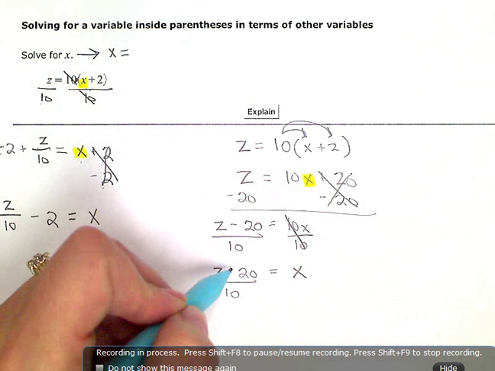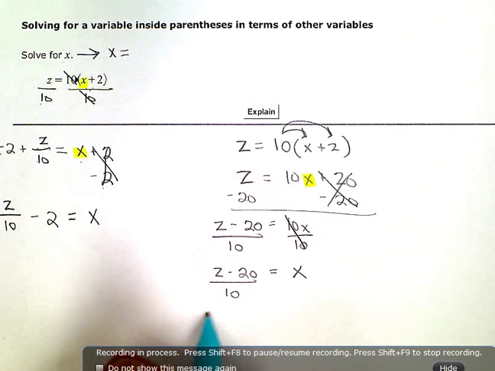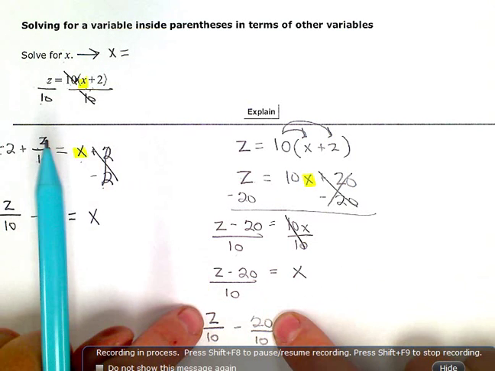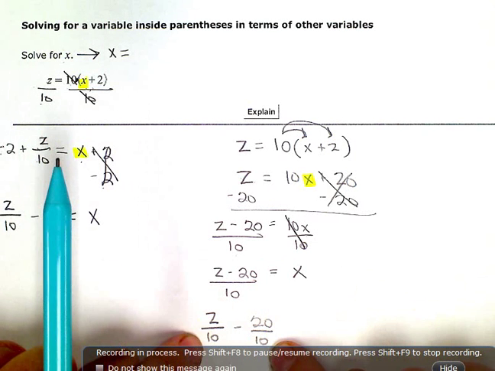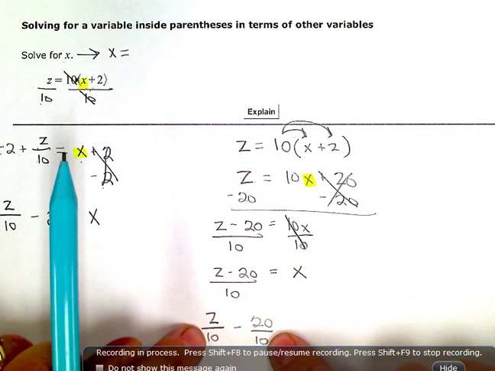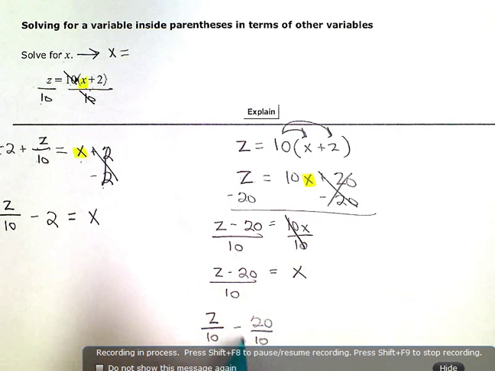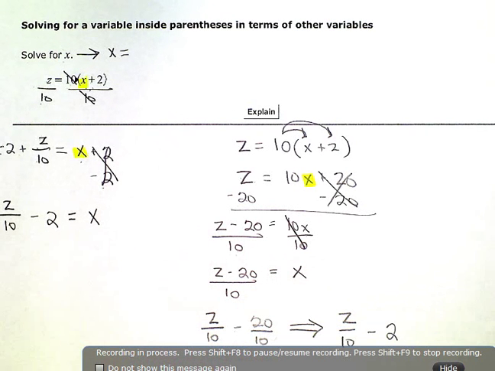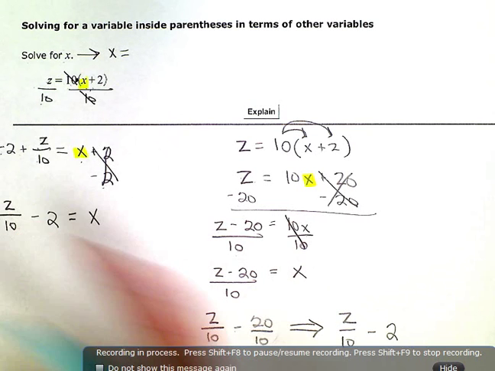Because if I simplify this a little bit, and pull this fraction apart, I have z divided by 10, and then I'm subtracting 20 divided by 10. So instead of making one big fraction with one denominator, I took the two terms that were upstairs and just divided them separately by 10. I can do that. And then I simplified this one, 20 divided by 10. Then I get z divided by 10 minus 2. And I get exactly the same thing as I did over there, equal to x.